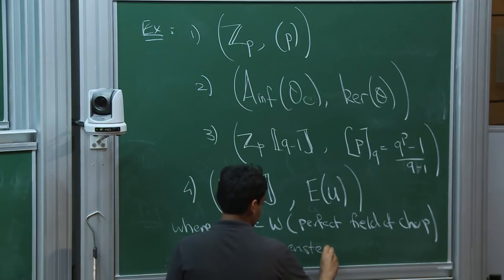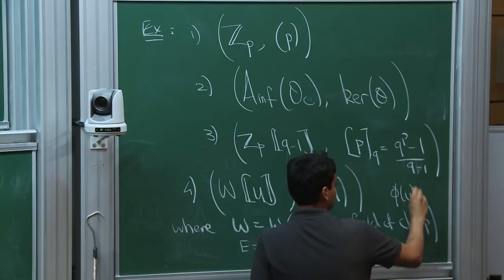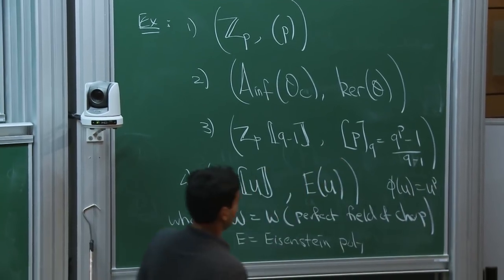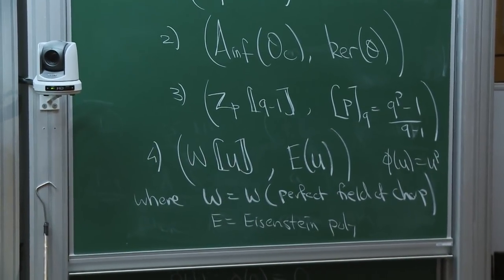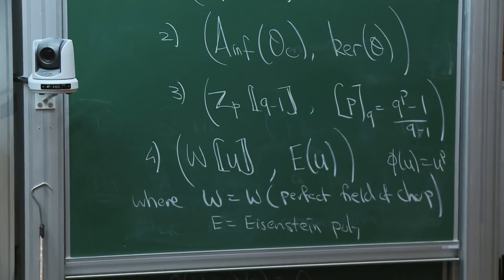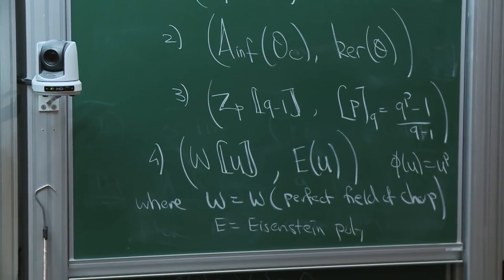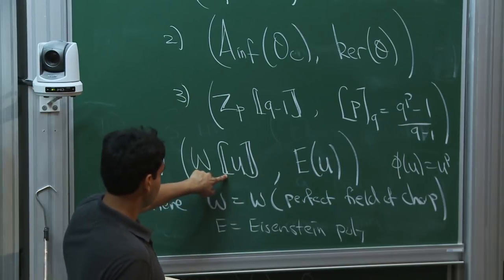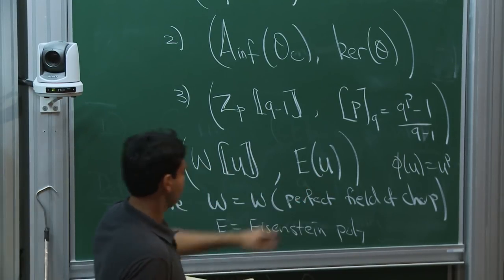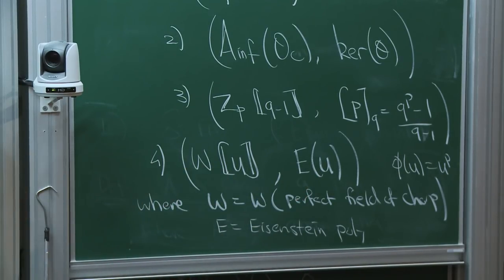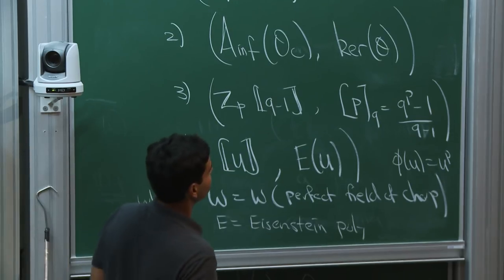And I guess I have to specify the delta structure. But phi of u is u to the p. So that's the lift of Frobenius I use on u. On the Witt vectors, I use the obvious one, the Witt vector Frobenius. So that defines a lift of Frobenius on this ring, giving me a delta ring. And the ideal generated by any Eisenstein polynomial gives you a primitive, a distinguished element.